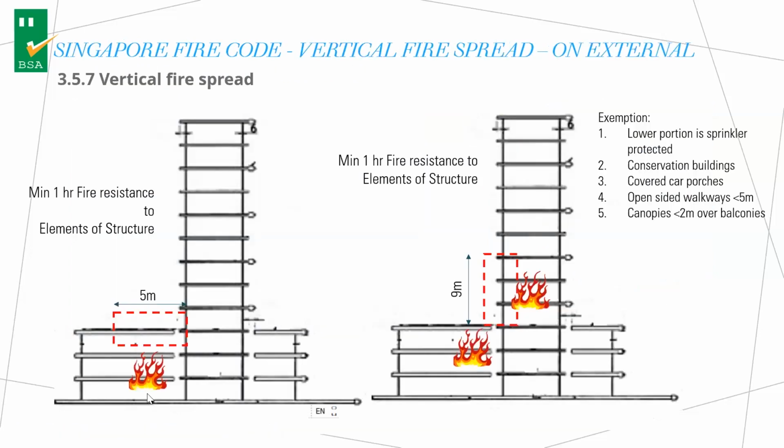Another concern they have is many buildings have this podium and tower thing. They are concerned that the fire from the podium may burn upwards and go to the tower. So there's a requirement. If that is so, at least 5 meters of the roof of the podium must be fire resistant. Or if you don't do that, 9 meters of the external wall of this tower cannot have opening, must be fire resistant. So this is vertical fire spread.